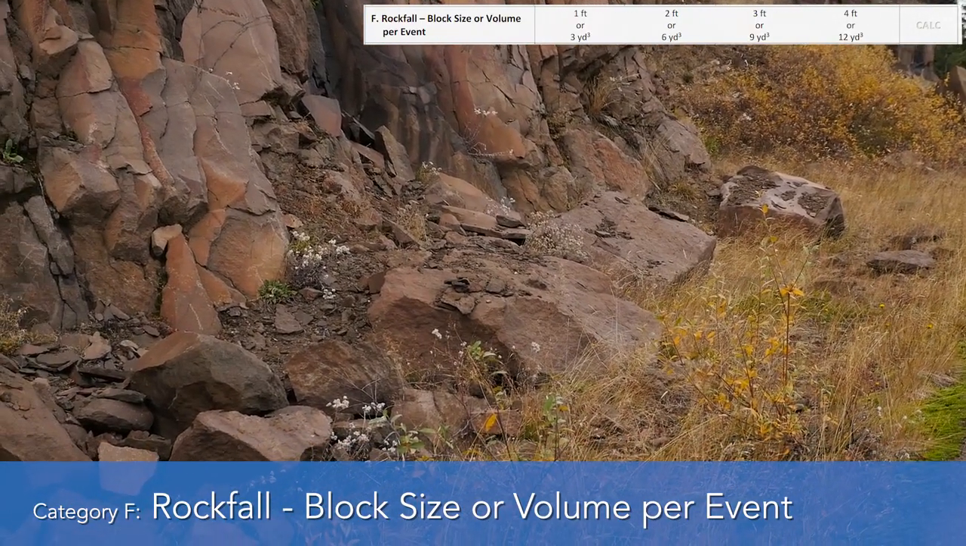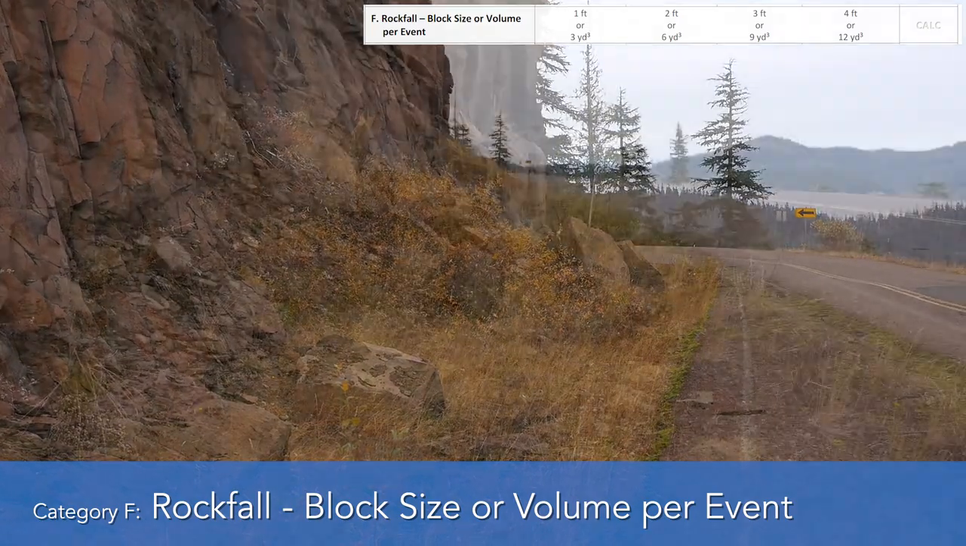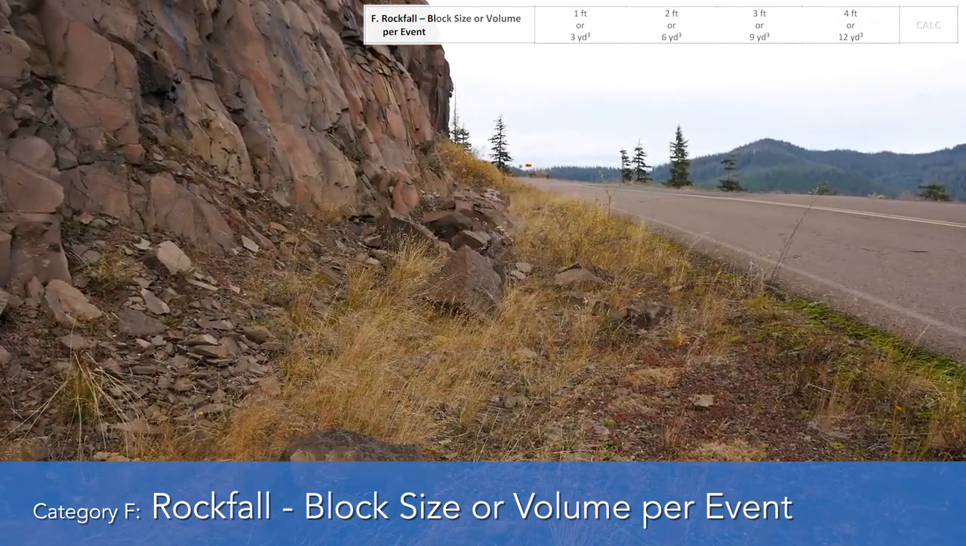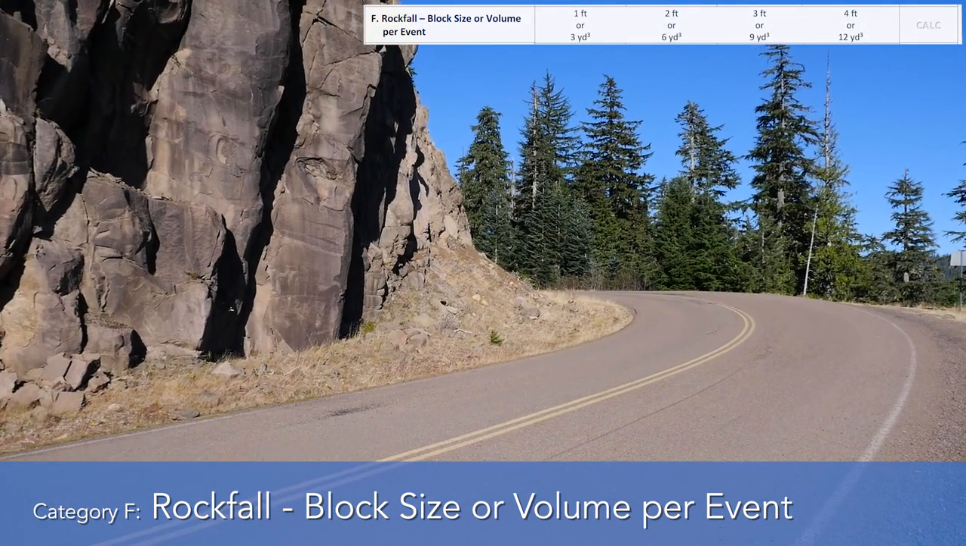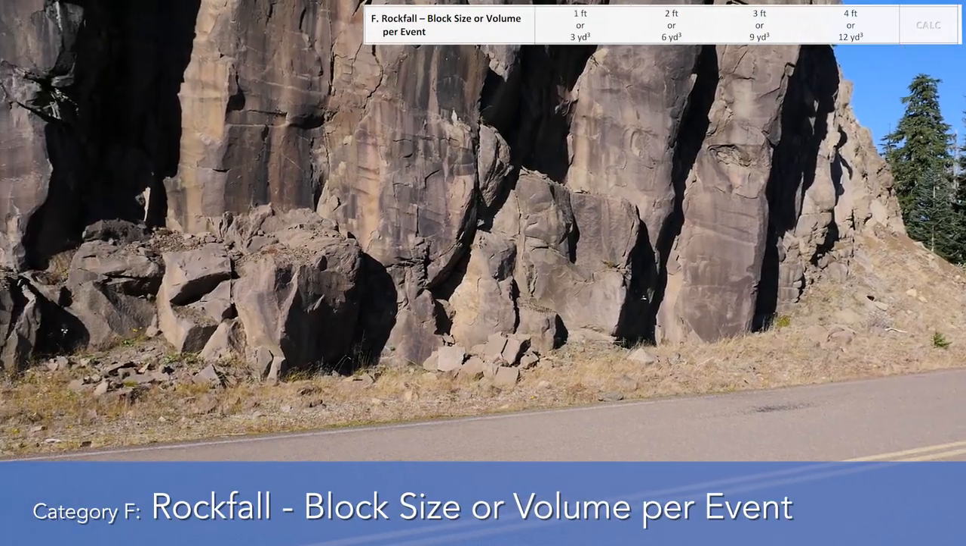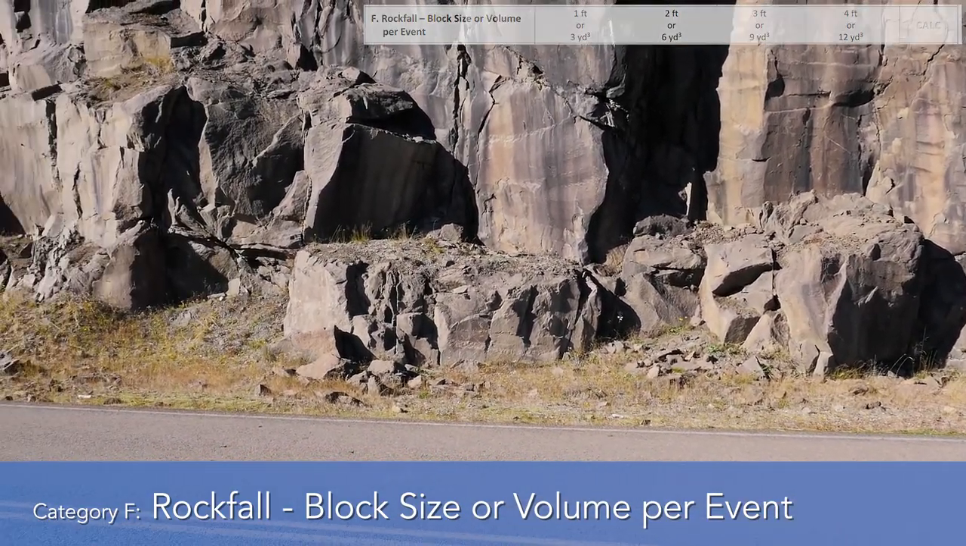As we mentioned earlier, we had a 1, 2, 3, or 4 foot size for the categories, the 3, 9, 27, or 81 categories, or a volumetric event. Here we had estimated 7 feet or 30 cubic yards, which both max out the score at 100 points.